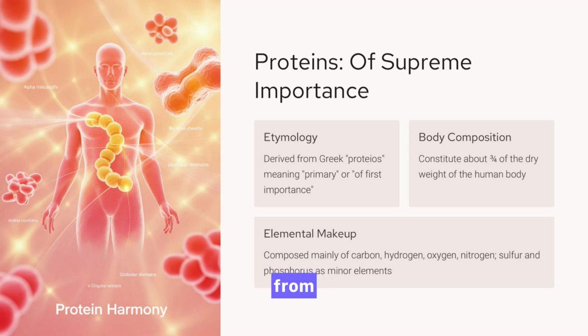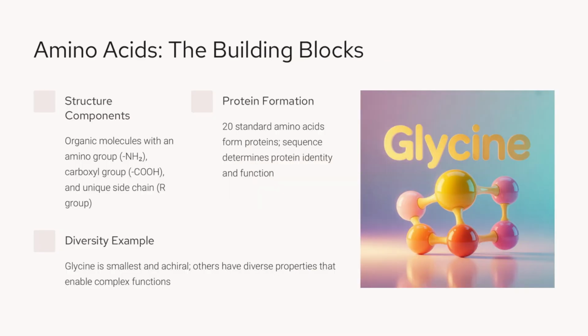Proteins, derived from the Greek proteos, meaning primary, are crucial, making up about 3/4 of the human body's dry weight. They are primarily composed of carbon, hydrogen, oxygen, and nitrogen, with sulfur and phosphorus as minor elements, underscoring their essential role in biological functions.